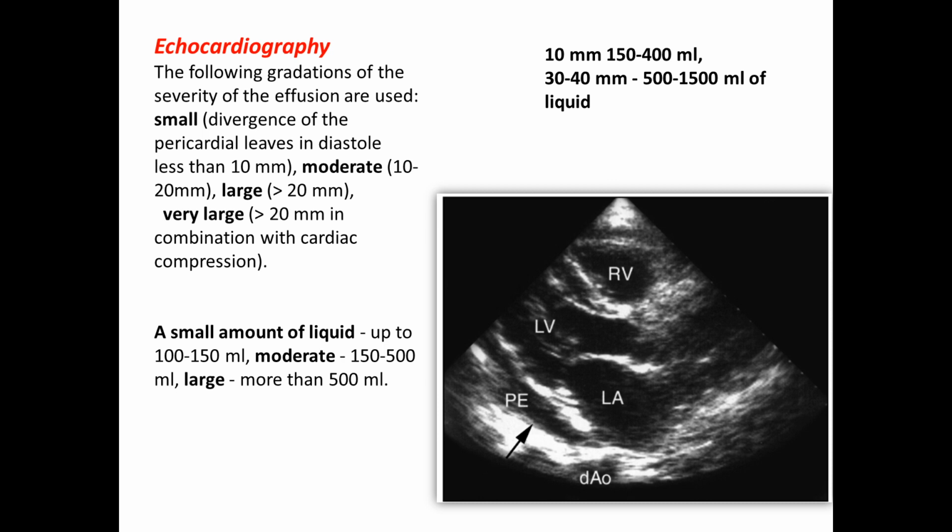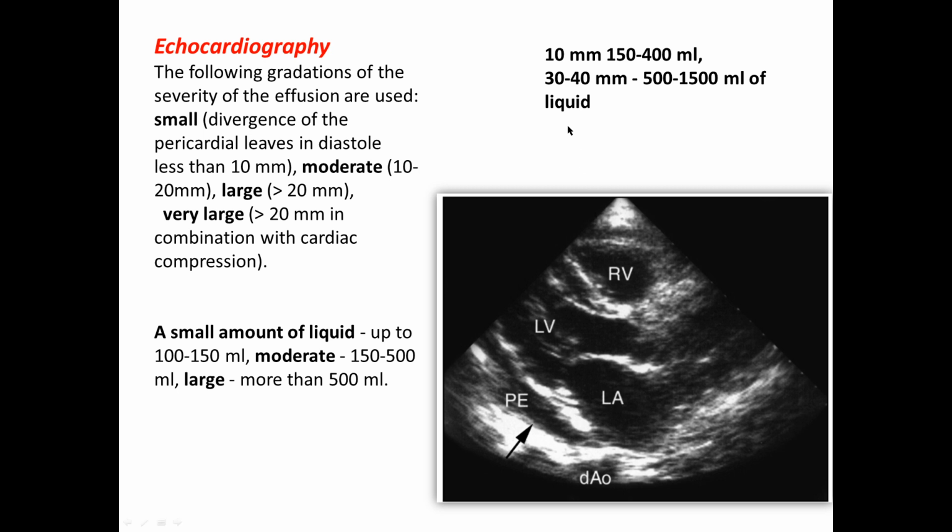The following gradation of the severity of effusion is used. You see here a divergence of the pericardial leaves in diastole: small is less than 10 mm, moderate 10 to 20 mm, and large more than 20 mm, very large more than 20 mm in combination with cardiac compression. By volume, a small amount of liquid is up to 100 to 150 milliliters, moderate 150 to 500 milliliters, and large more than 500 milliliters.